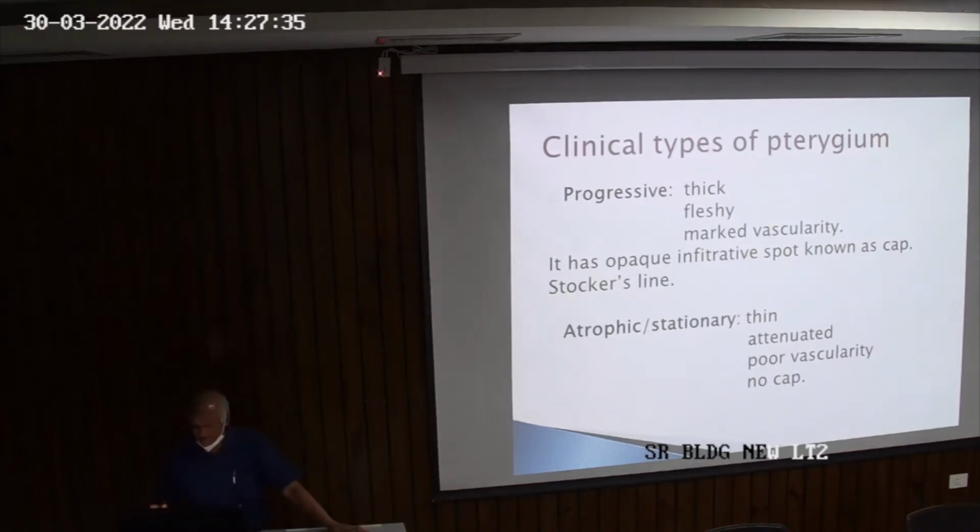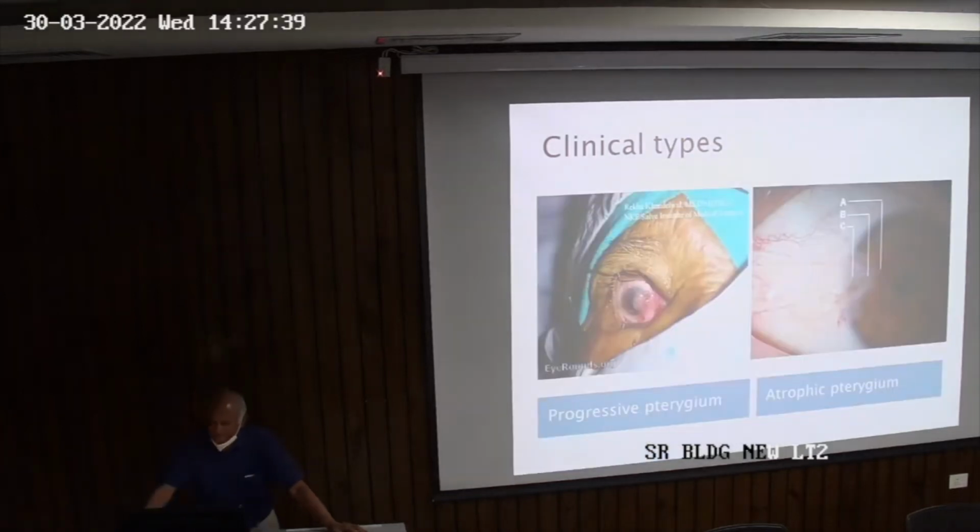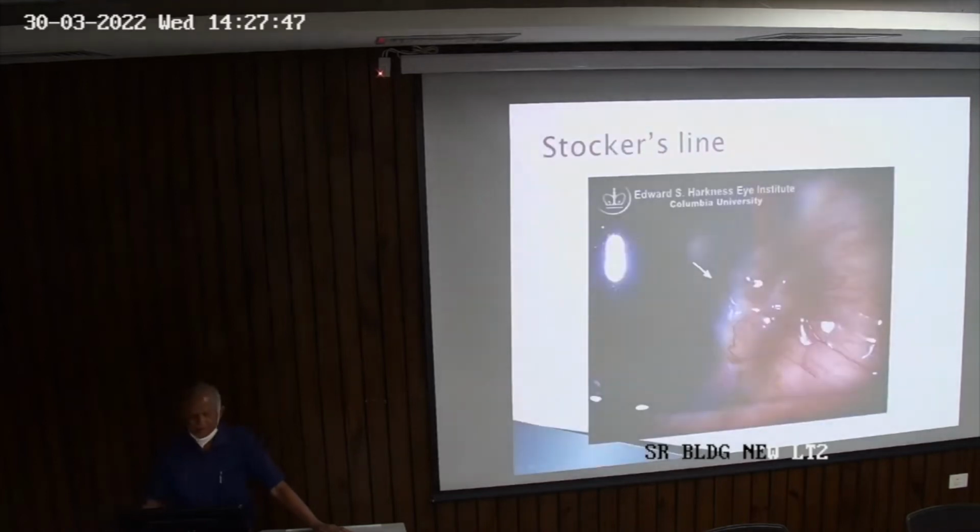Atrophic is thin, attenuated, with poor vascularity and no cap. You can see whether this is the progressive type or the atrophic type. Stocker's line is the hemosiderin pigment deposition just ahead of the head, or near the cap. That is what shows it is progressive in nature.